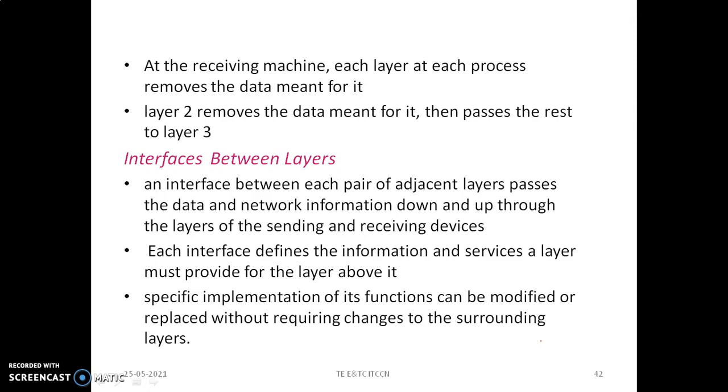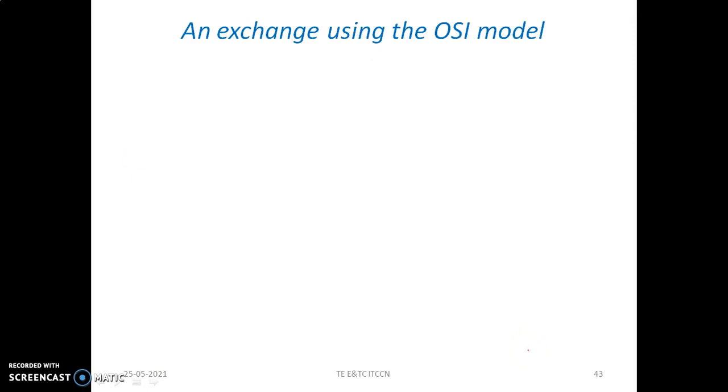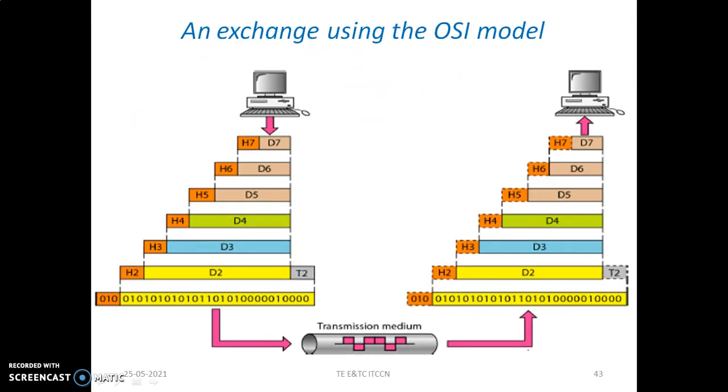So each interface defines the information and services a layer must provide for the layer above it. And it also knows what services are to be received from the layer below it. So the specific implementation of its functions can be modified or replaced without requiring changes to the surrounding layers. That is why it's an Open System Interconnection model, the OSI model.